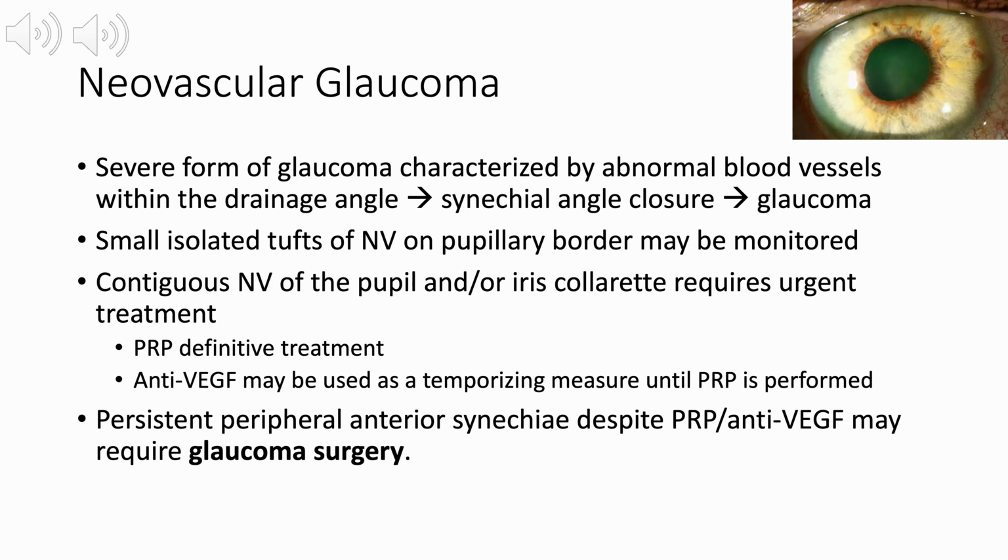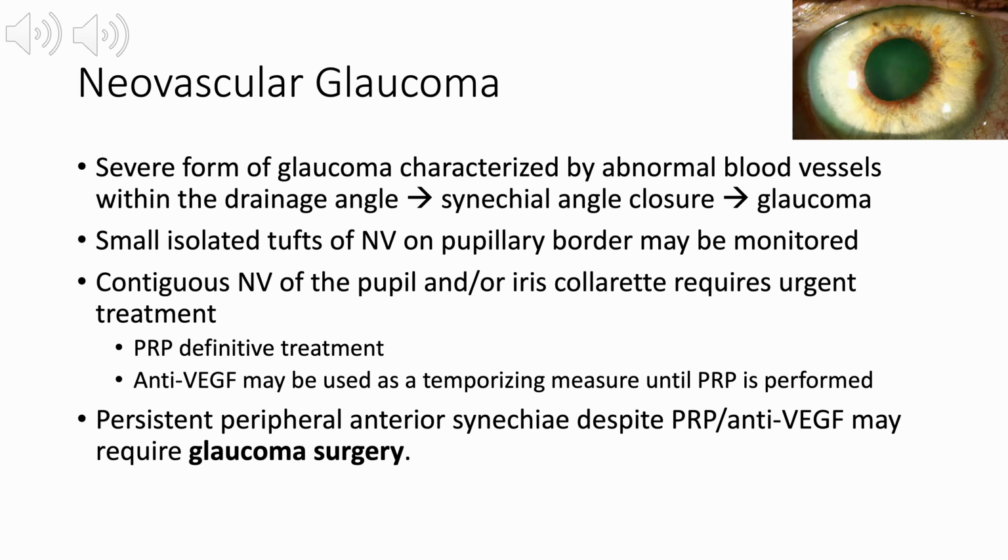Neovascular glaucoma is a severe form of glaucoma characterized by abnormal blood vessels within the drainage angle, which lead to synechial angle closure and, consequently, glaucoma. Let me walk through that sequence because the mechanism dictates the urgency.